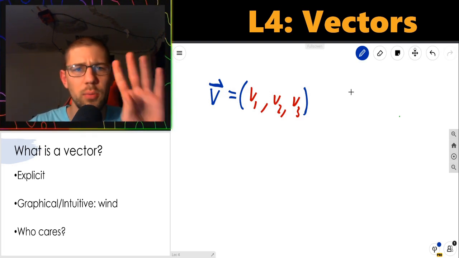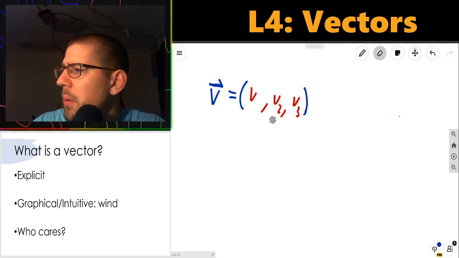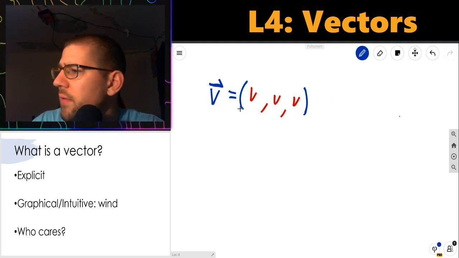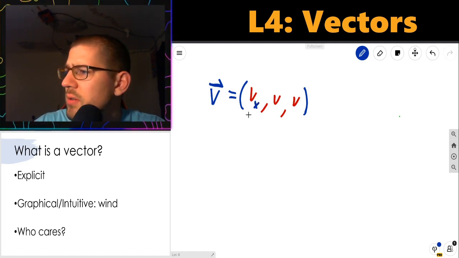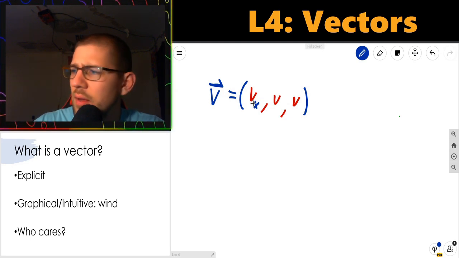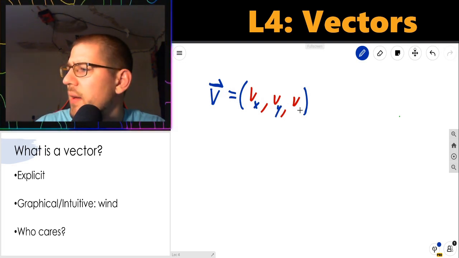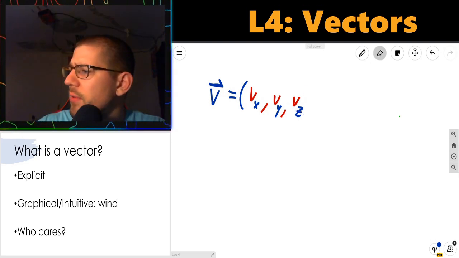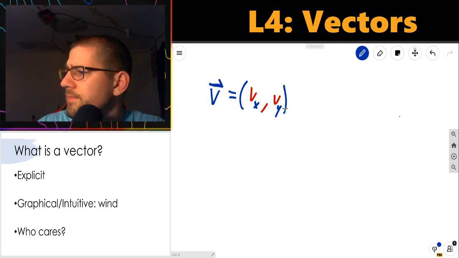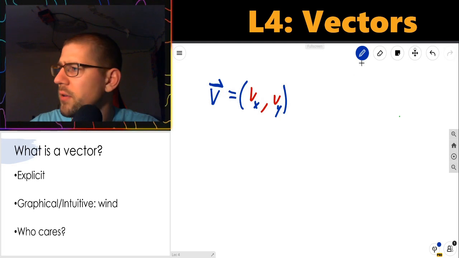In physics, we throw a little more intuition on top of that by saying usually these are spatial coordinates. By convention, if I've got a vector that's talking about space, the first component is x. So this is the component of v in the x direction. The second index is always y, and the third index is always z. Today, we'll only talk up to 2 dimensions, so just x and y. Cool. That's explicitly what a vector is, just an ordered collection of numbers.